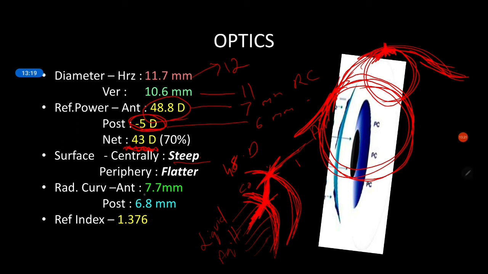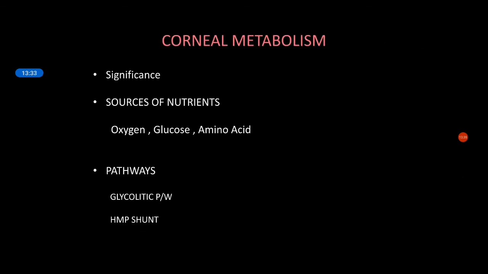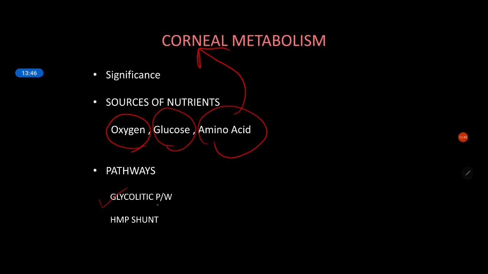And also there is a difference between the anterior radius of curvature, which is around 7, and the posterior, which is around 6. The refractive index, as we have already discussed, is 1.376. A little bit about the metabolism or the biochemistry of the cornea. We should know the sources of oxygen, glucose and amino acids that supply the cornea. We should also know the role of the glycolytic pathway and HMP shunt pathway in corneal metabolism or corneal cell survival.